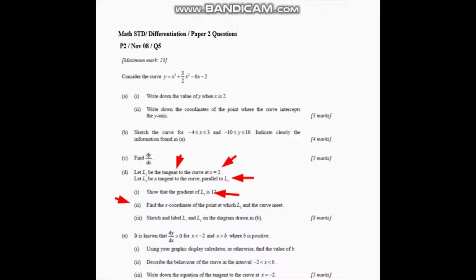So I need to find a point on the curve where the gradient is 12. And we know that I should find 2 points where the gradient is 12 because L1 has a gradient of 12 and L2 as well has a gradient of 12. So we need to equate the equation of the gradient to 12. We need to equate dy by dx to 12 and find the points that satisfy this equation.